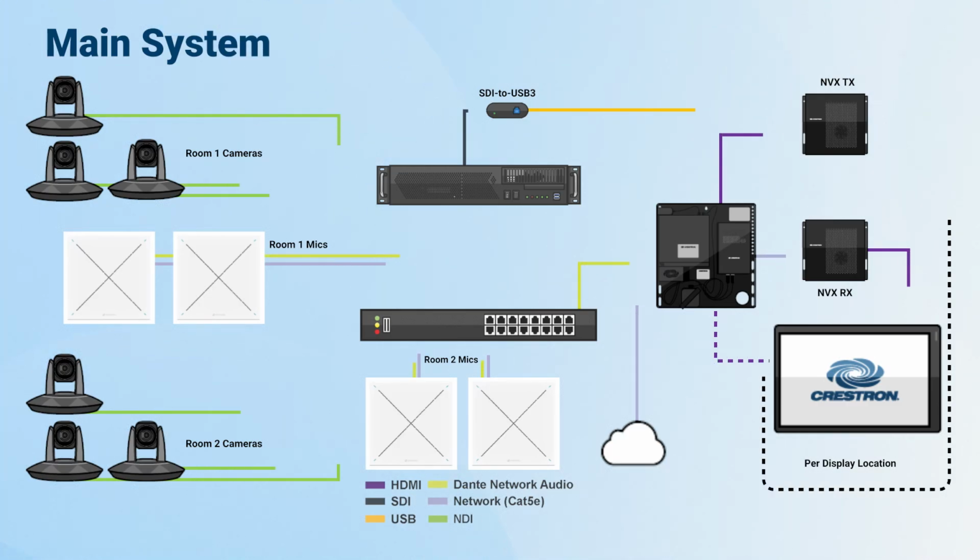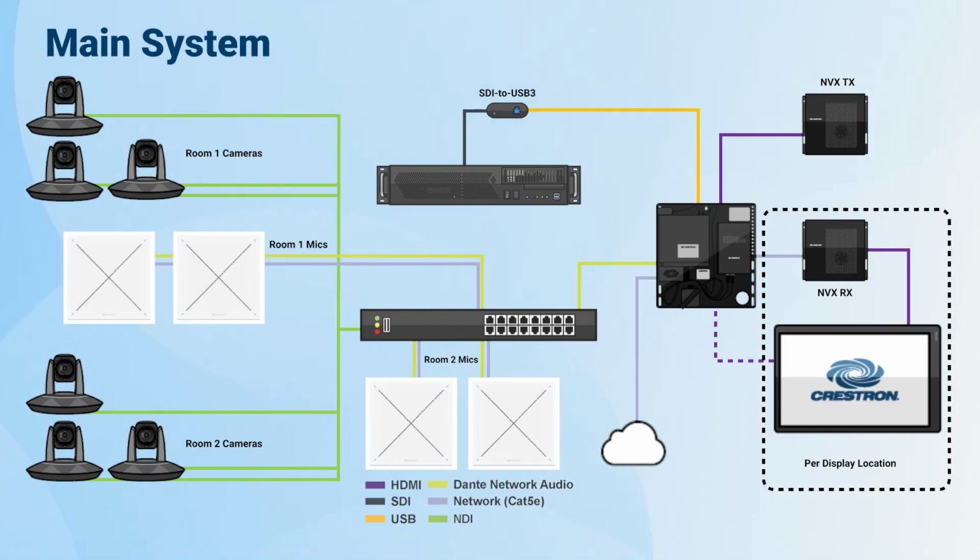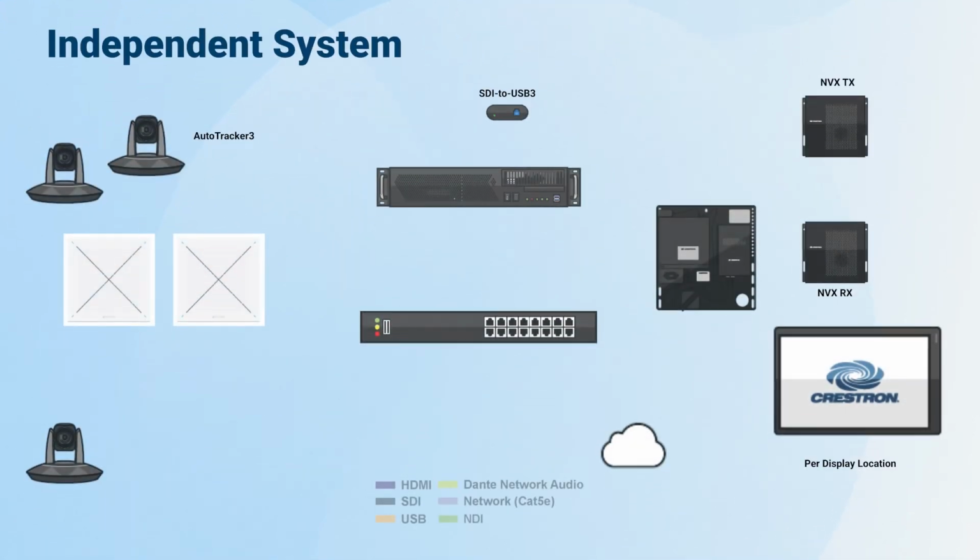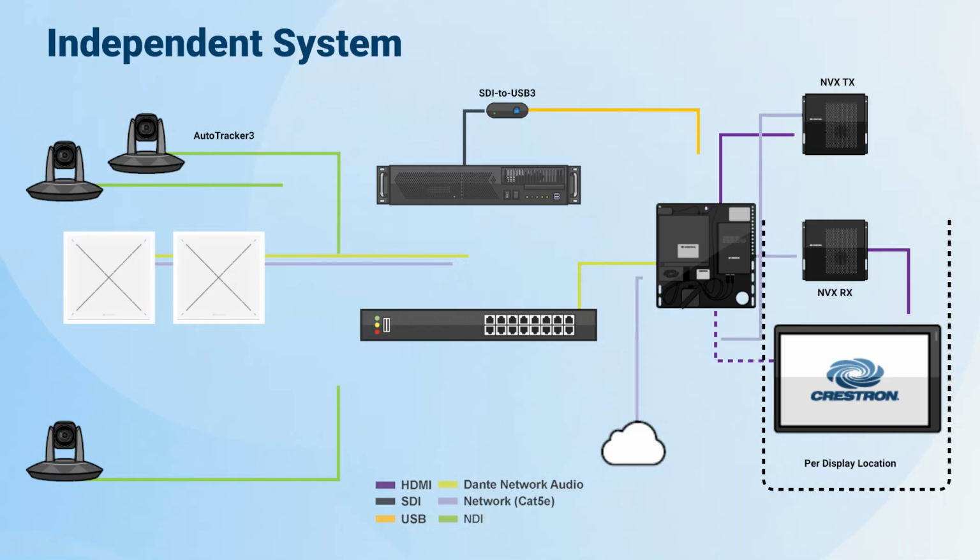The main system will need to be able to access all of the cameras and all of the microphones that are needed when the room is combined. The independent system only needs cameras and mics for its operation.